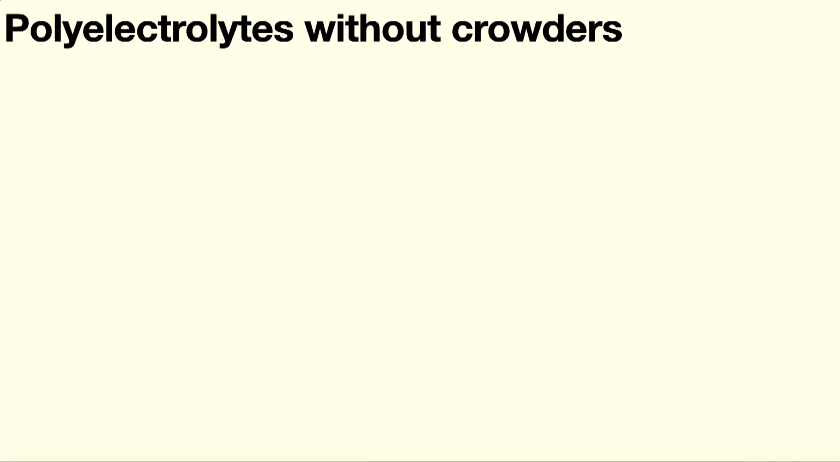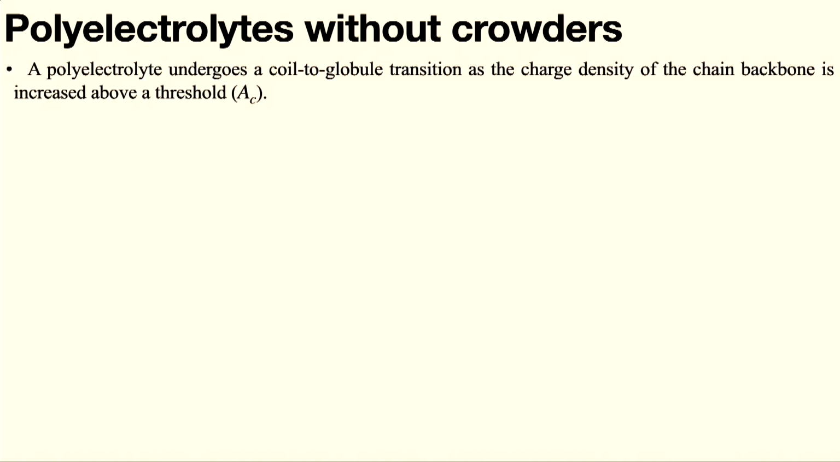So before putting Crowders in a charged system, what do we know about a charged system without Crowders? We have a polyelectrolyte chain and just counter ions around it. How does that transition happen? It has been established now that a polyelectrolyte, which is the name for a charged polymer, undergoes a coil-to-globule transition as the charge density on the chain backbone is increased above a threshold, right?